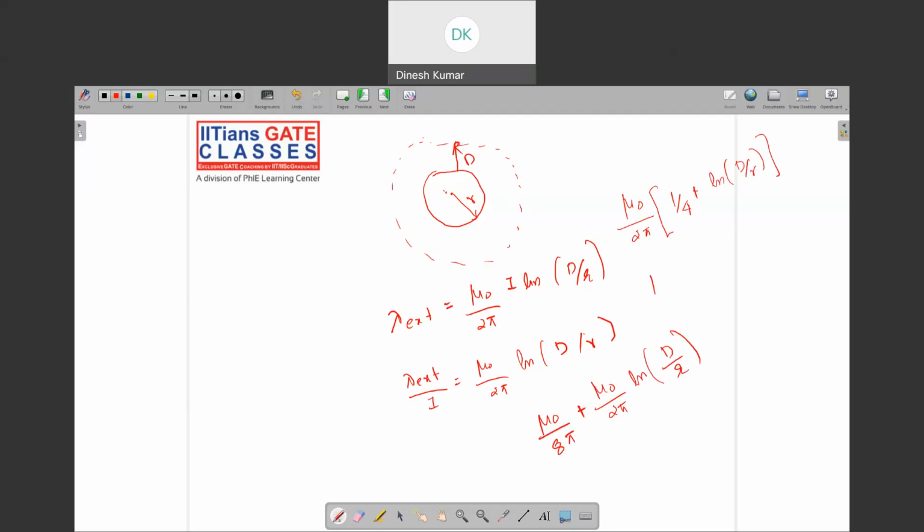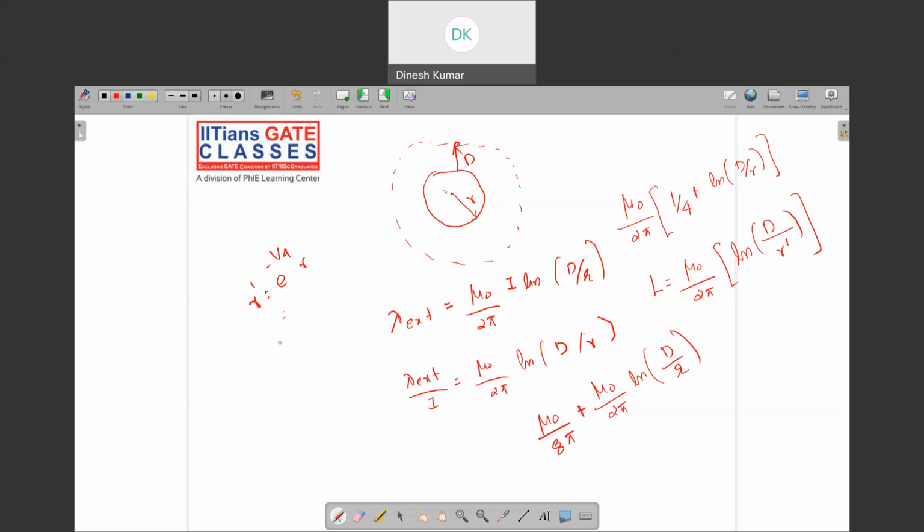So L total will be equal to mu 0 by 2 pi into ln d by r dash. This r dash is basically e raised to minus 1 by 4 times r. That is because 1 by 4 can be written as ln of e raised to 1 by 4, and e raised to a into e raised to b is e raised to a plus b. So r dash will be 0.7788 into r. So we get this particular value of r dash.